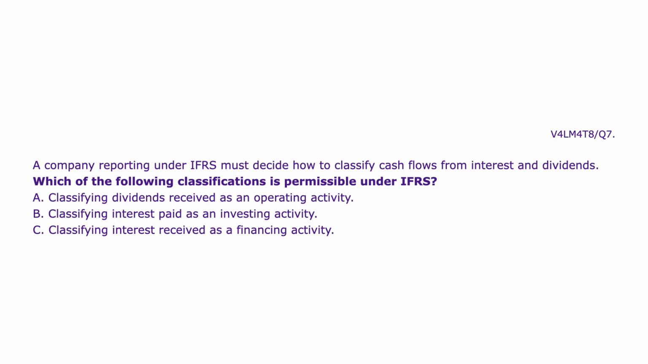A company reporting under IFRS must decide how to classify cash flows from interest and dividends. Which of the following classifications is permissible under IFRS? A. Classifying dividends received as an operating activity. B. Classifying interest paid as an investing activity. C. Classifying interest received as a financing activity.